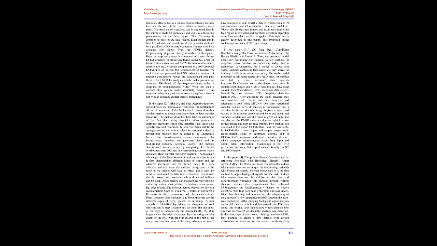The third major weakness that is exploited here is the source of multiple anomalies and leads to a flickering phenomenon in the face region. This flickering is common to most of the fake videos. Even though this is hard to find with the naked eye, it can be easily captured by pixel-level CNN feature extraction. The dataset used here contains 300 videos from the HOHA dataset. Pre-processing steps are clearly described in this paper.